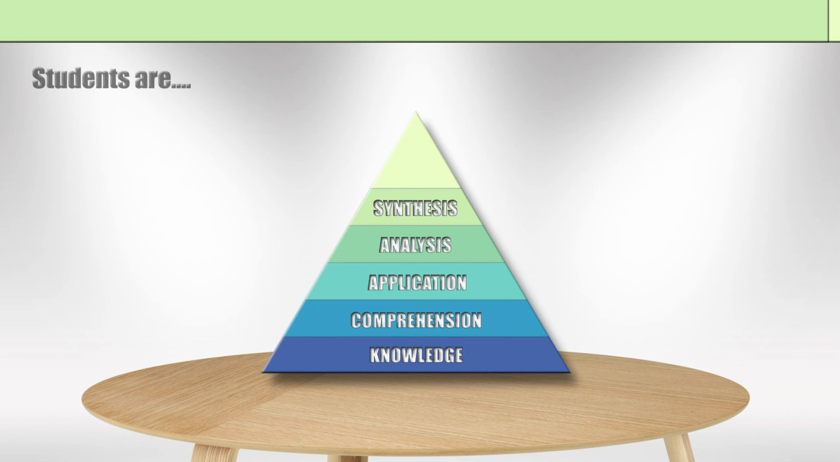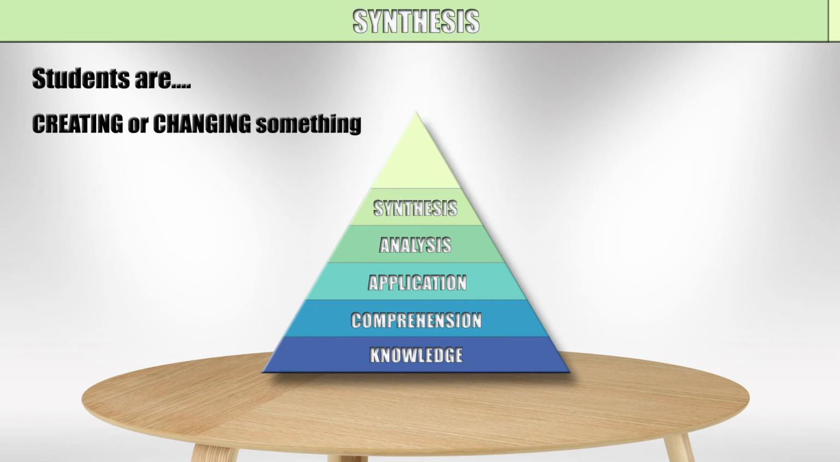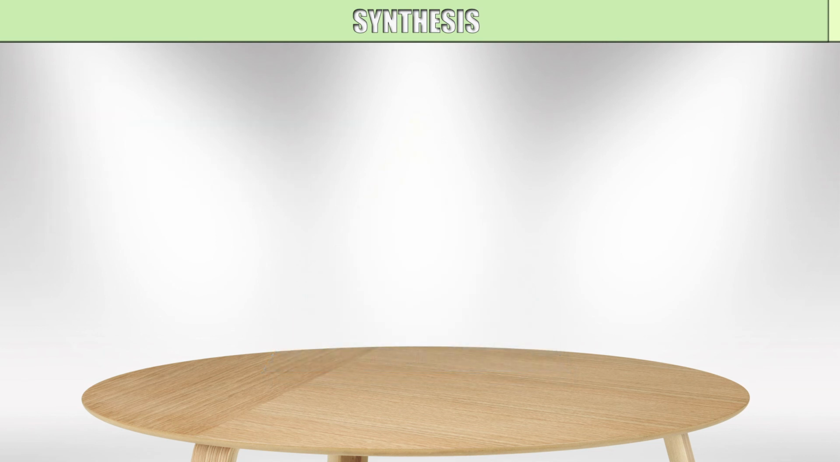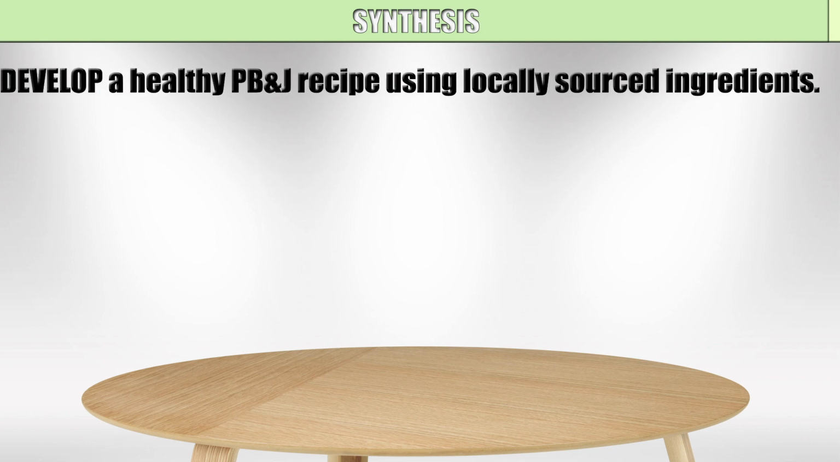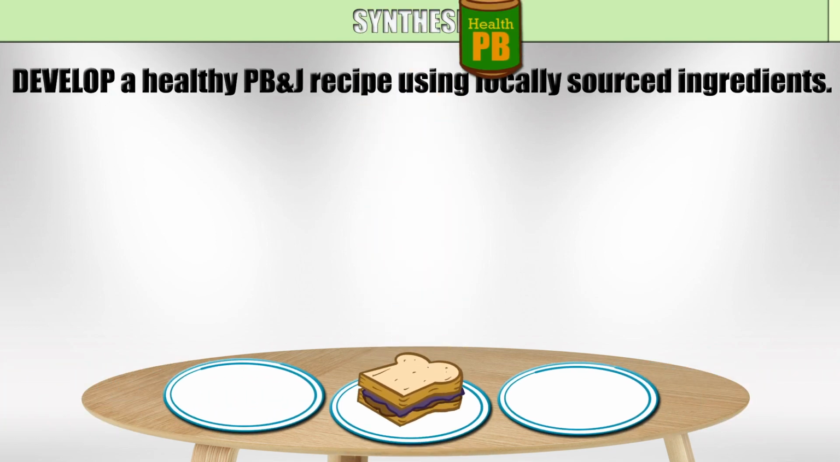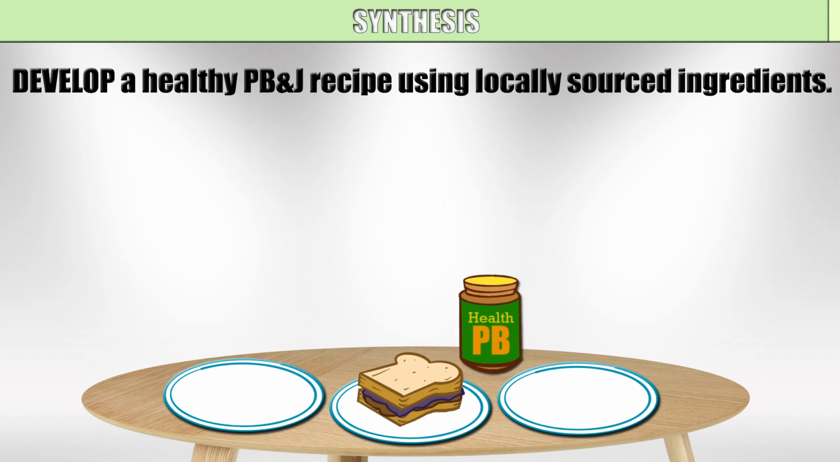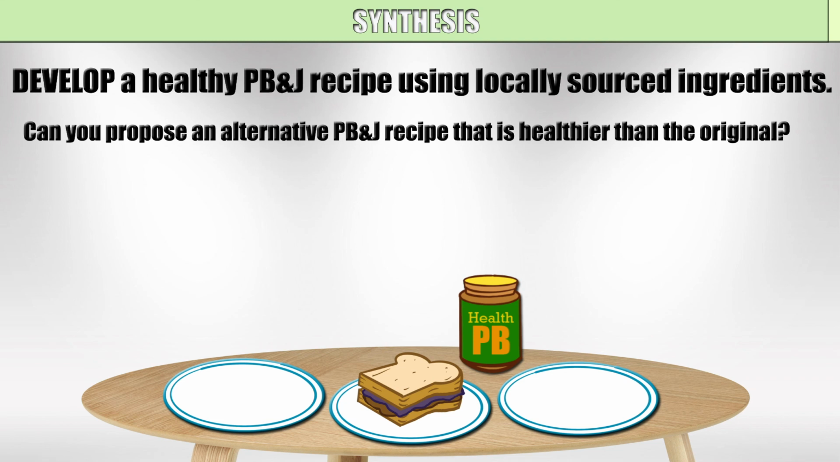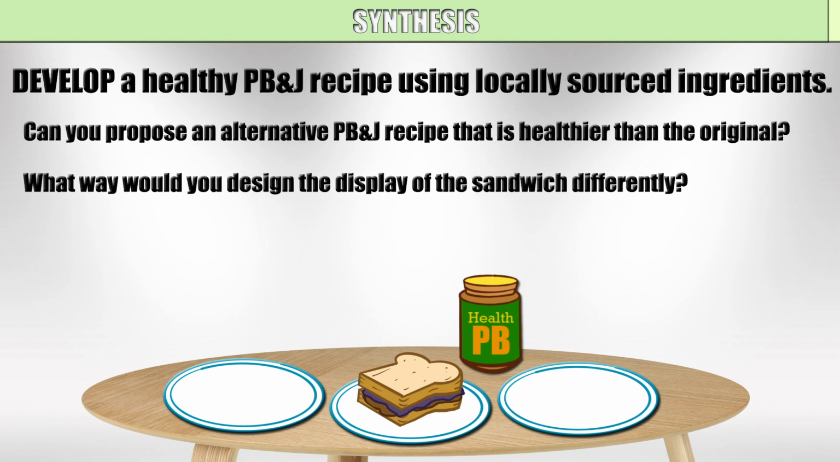At the synthesis level, students are creating or changing something. Questioning at this level looks like having information compiled together in a different way by combining elements in a new pattern or proposing alternative solutions. TLO action. Develop a healthy PB&J recipe using locally sourced ingredients. A couple of questions at this level could be: can you propose an alternative PB&J recipe that is healthier than the original? What way would you design the display of the sandwich differently?